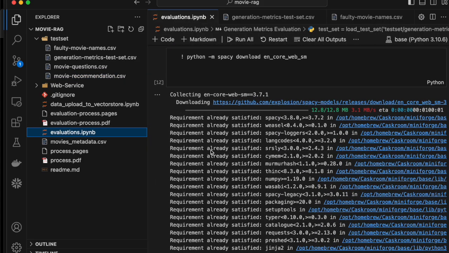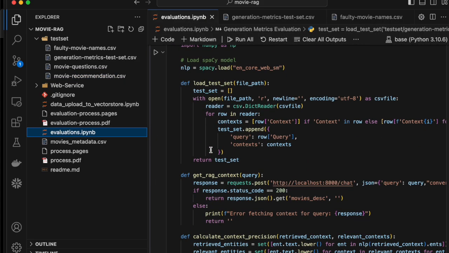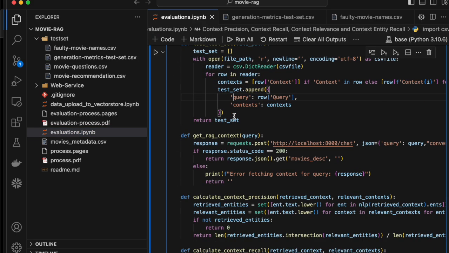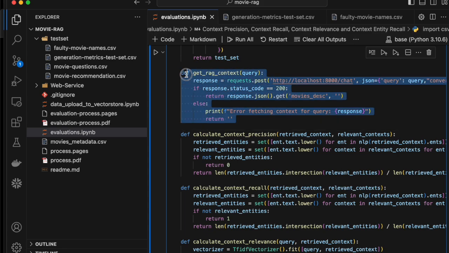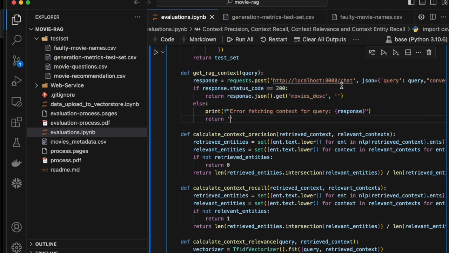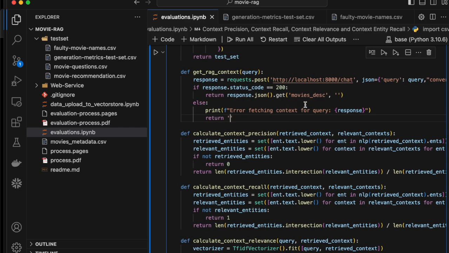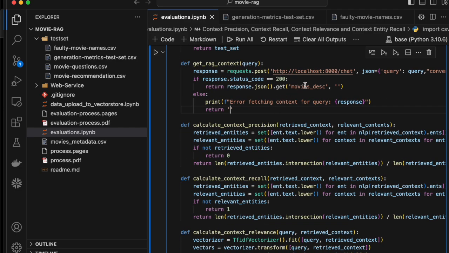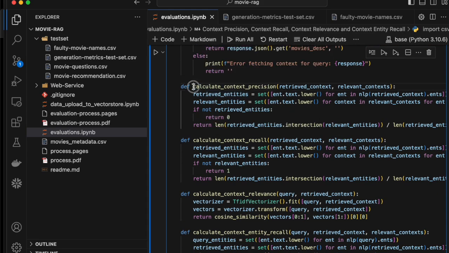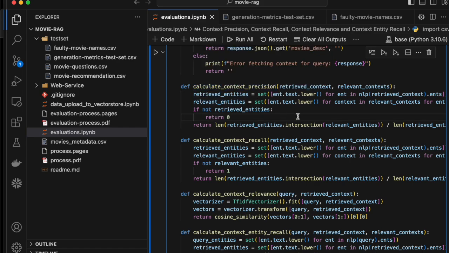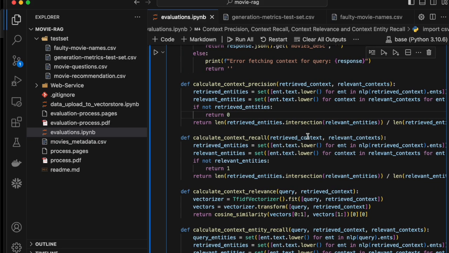So we'll go through them. Initially, I loaded the test dataset, which I created. For that, I have written some functions, and then get RAG context is something I am calling my RAG backend, which we created over the last assignment, and it gives me the context which is in the movie's description column. The next one, calculate context precision, is the first metric, where it will retrieve the entities and find how many of them are relevant, and based on that intersection we calculate this.